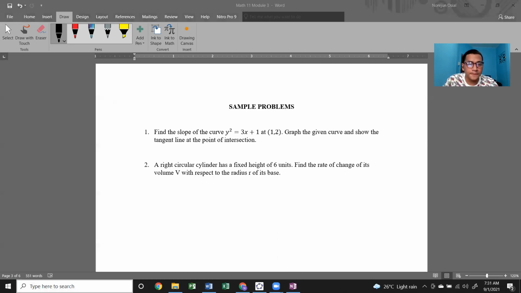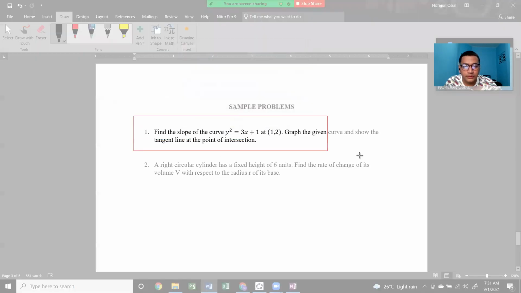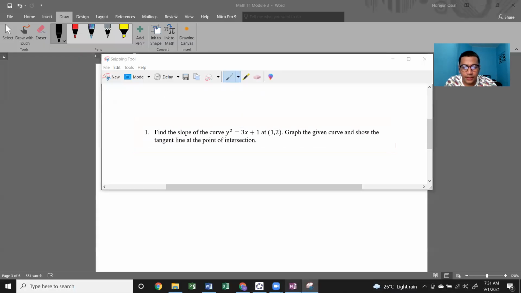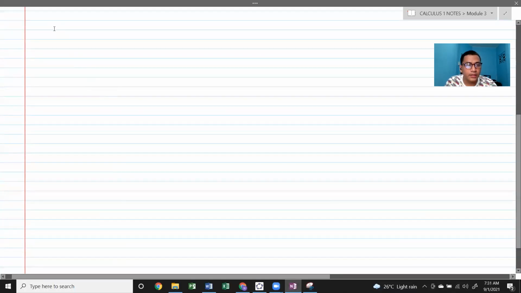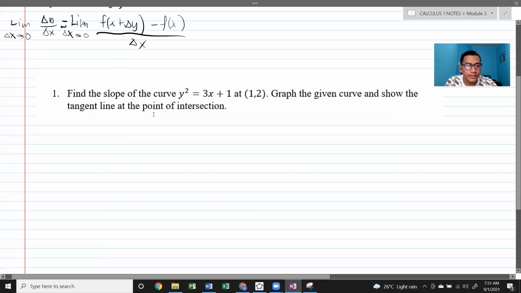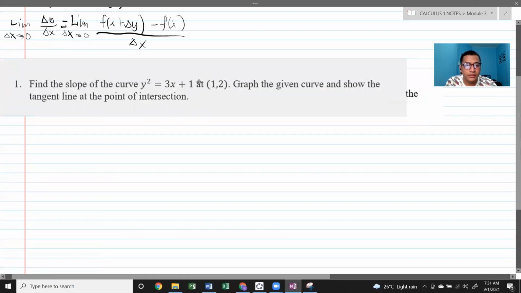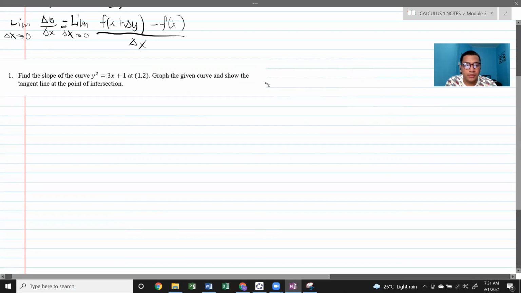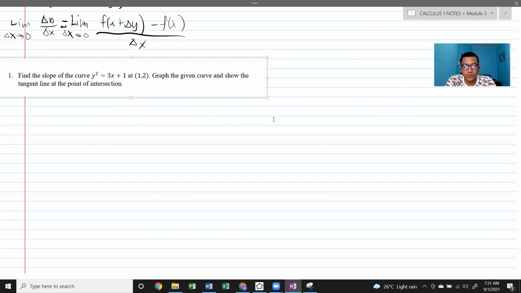Okay, class. So our sample problem would be: find the slope of the curve y squared equals 3x plus 1 at (1, 2). And we are also asked to graph the given curve and show the tangent line at the point of intersection. Okay. So this is the application of a derivative to find the slope of a function.